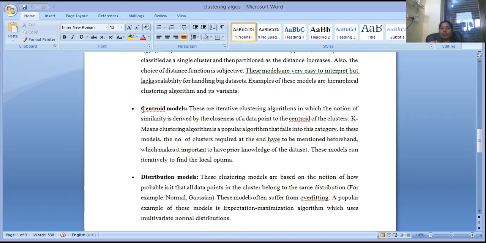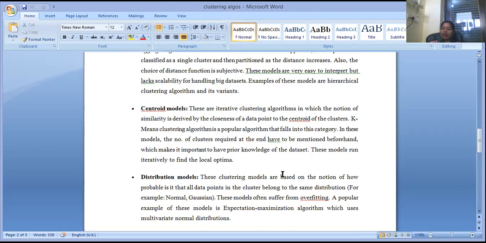Now, if we talk about the centroid models, then what is this? These are iterative clustering algorithms in which the notion of similarity is derived by the closeness of a data point to the centroid of the cluster. The K-means clustering algorithm is a popular algorithm that falls into this category. In this model, the number of clusters also has to be mentioned beforehand.